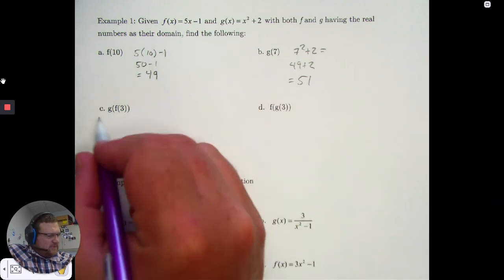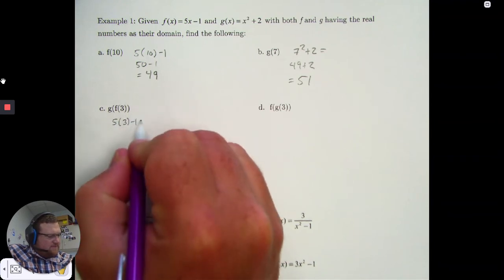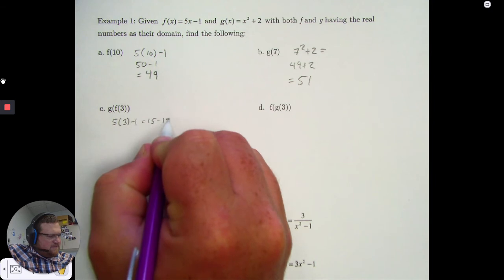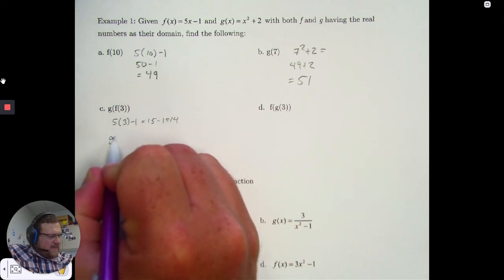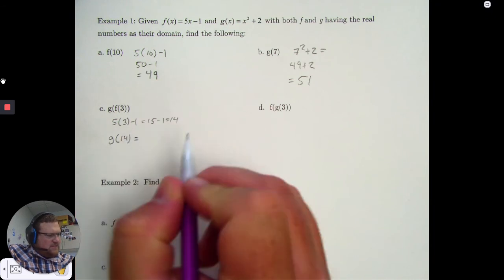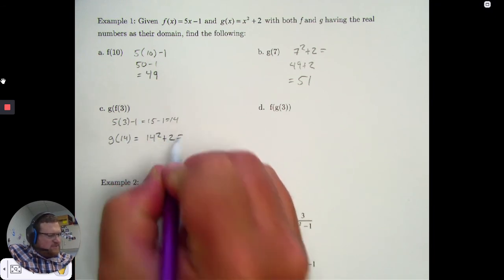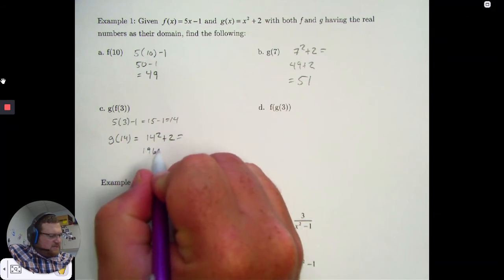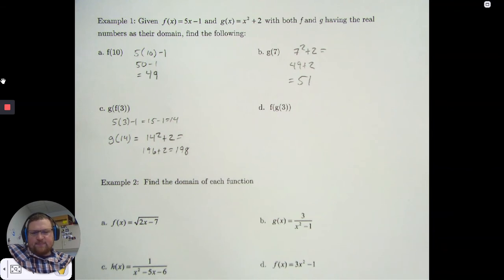So we put 3 in for f, so 5 times 3 minus 1, which is 15 minus 1, which is 14. So now I have to put that in for g. So now I take 14 squared plus 2, which is 196 plus 2, which is 198.